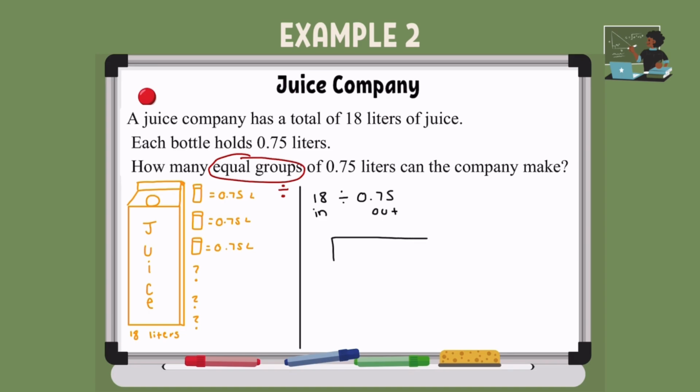So let's place our numbers in the correct spot. We have 18 on the inside, and we have 0.75 on the outside. We know we need to move the decimal to the right twice to make 0.75 a whole number of 75. And we also need to do the same thing on the inside with the 18. Remember, after every whole number, there's an imaginary decimal. So we're going to place the decimal down.